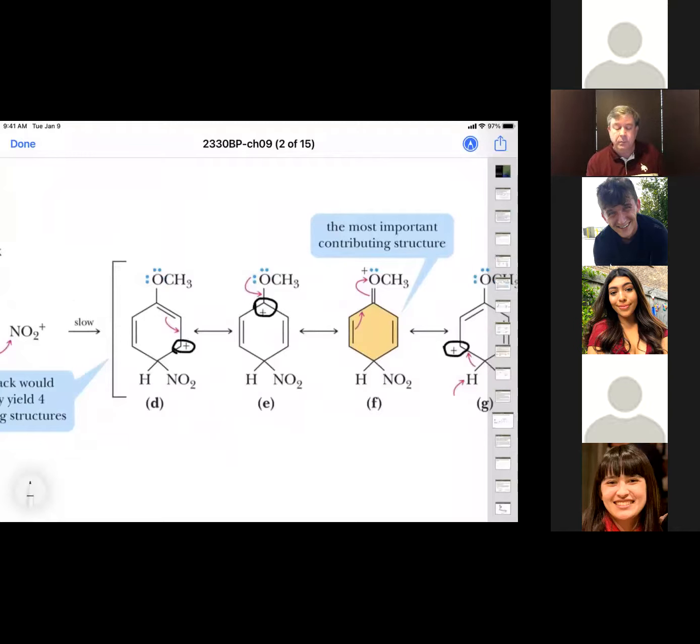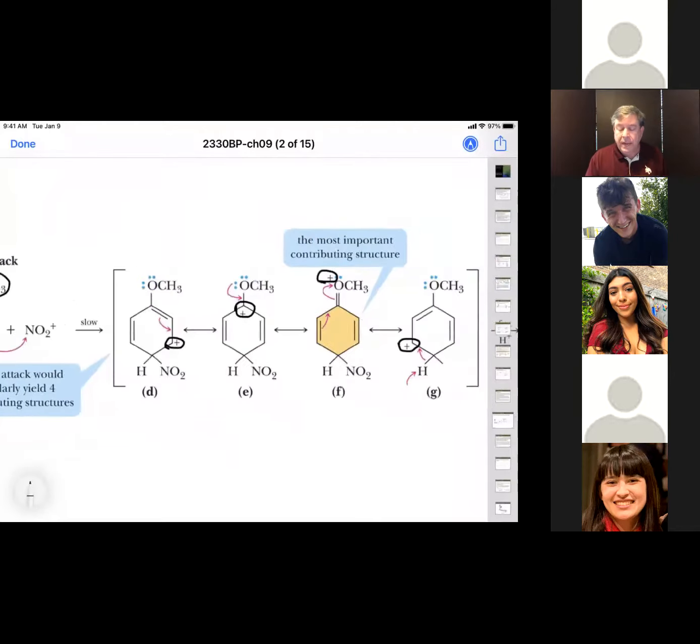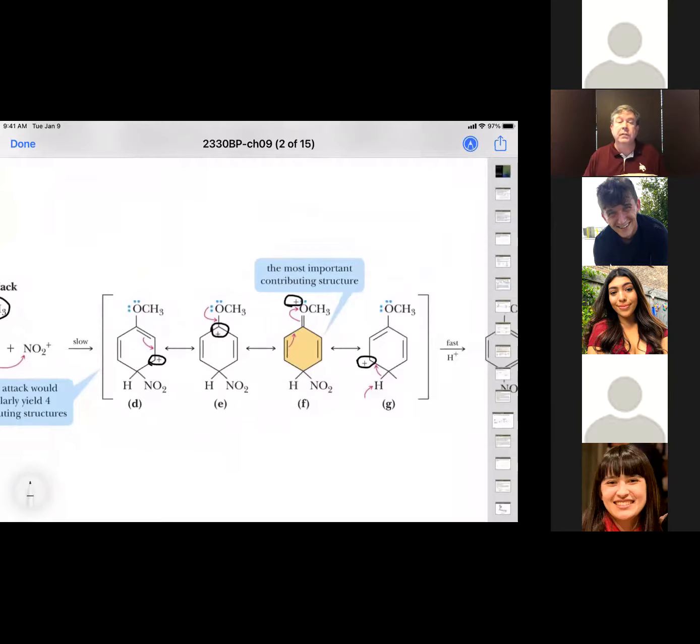And notice that because we have a lone pair here, we can move the positive charge out of the ring onto that oxygen atom. Okay, so we had 3 contributing resonance structures in the previous one. Now we have 4 contributing resonance structures. Okay, if we have 4 contributing resonance structures, that must be more stable. And because it's more stable, it's going to be more favored.